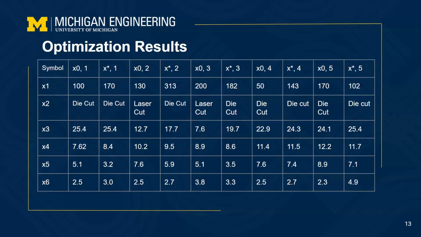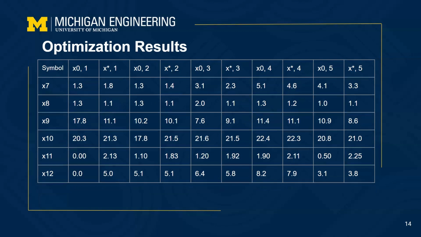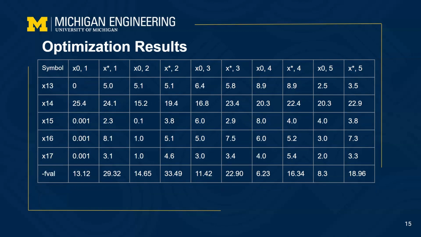This is the first slide of the optimization results. Each row is one of the variables. This slide has x1 through x6. The columns show the input and output values for the x variables. As you can see, you have x0 run 1 and then x star run 1, repeated over 5 runs. This is slide 2 showing x7 through x12. And this is the final slide showing x13 through x17, as well as negative fval at the end.